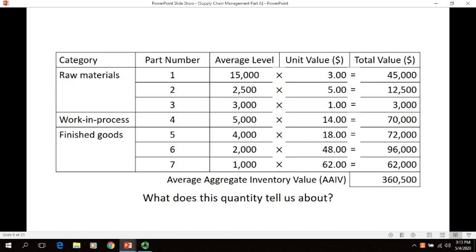So what's the meaning of this number? What does this quantity tell us about? It tells you that the value of inventory you have at any point in time is 360,500.